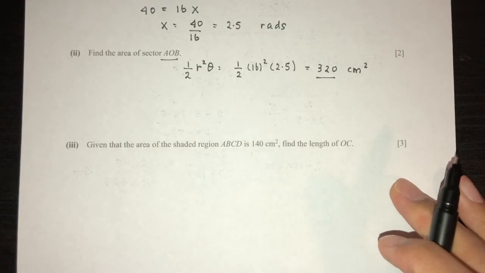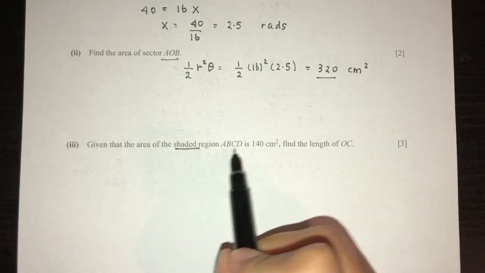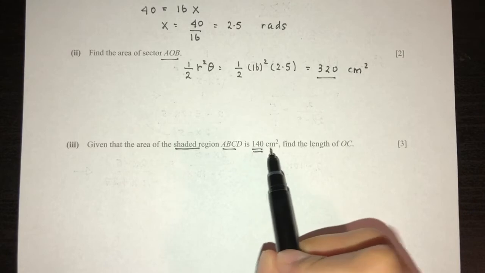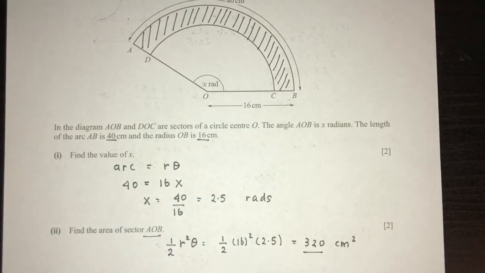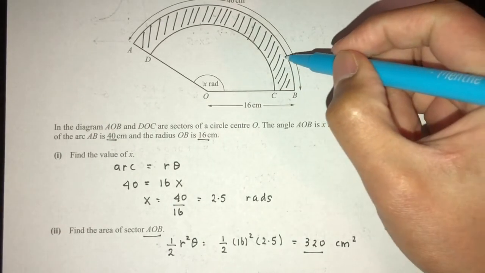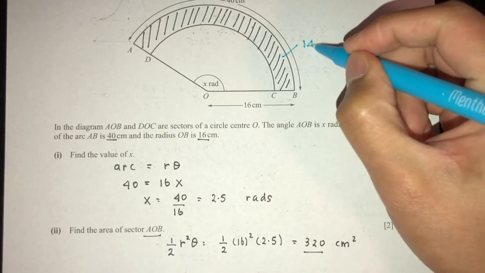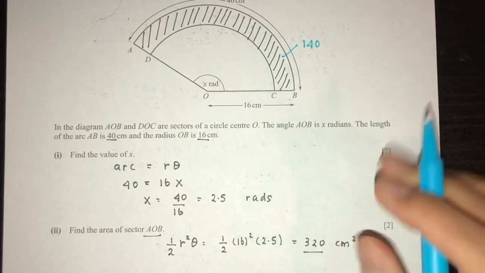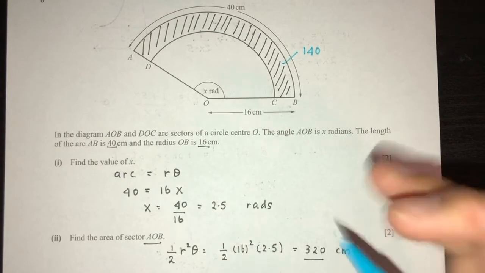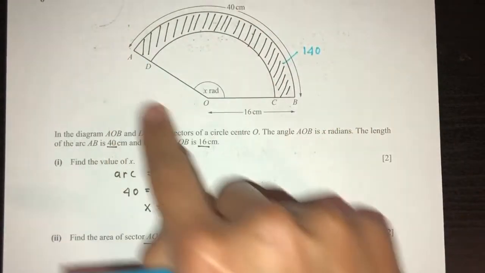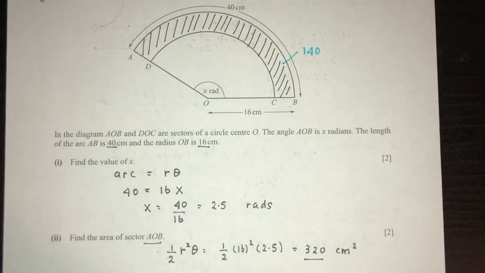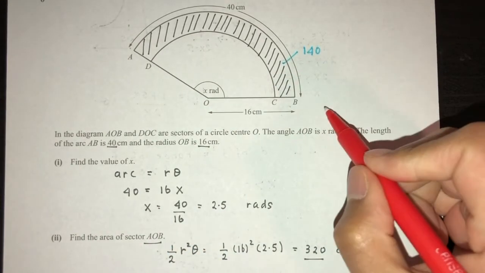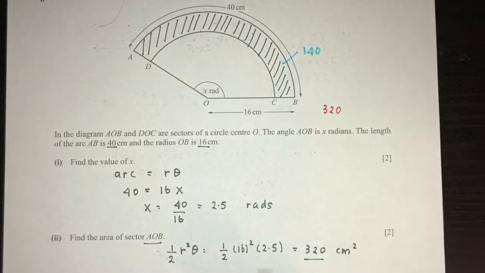Now for part 3, given that the area of the region is 140, we have to find the length of OC. So what is OC? OC is the radius of the small sector. So first off, we know that the area of that region is given by 140. So how do you find the area of the region? You have to observe. The way we find this is we first have to find the full area minus the area inside to get this area. So let's do that. So the full area we know already, it is 320, as we have done here.